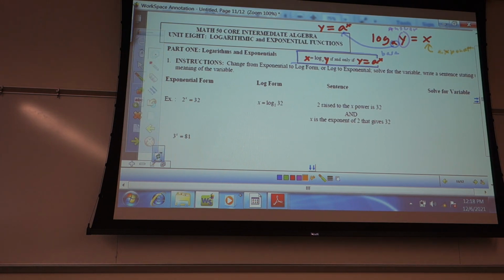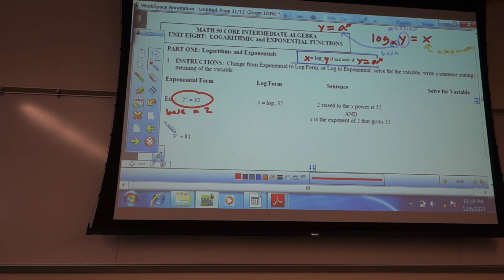So that's the basic idea of this. Here, let's say 2 to the x equals 32. What's my base? Everybody, what's my base? 2. What's my answer? 32. What's my exponent? X. Perfect. So I can rewrite this as x, the exponent, equals log base 2 of 32, the answer.